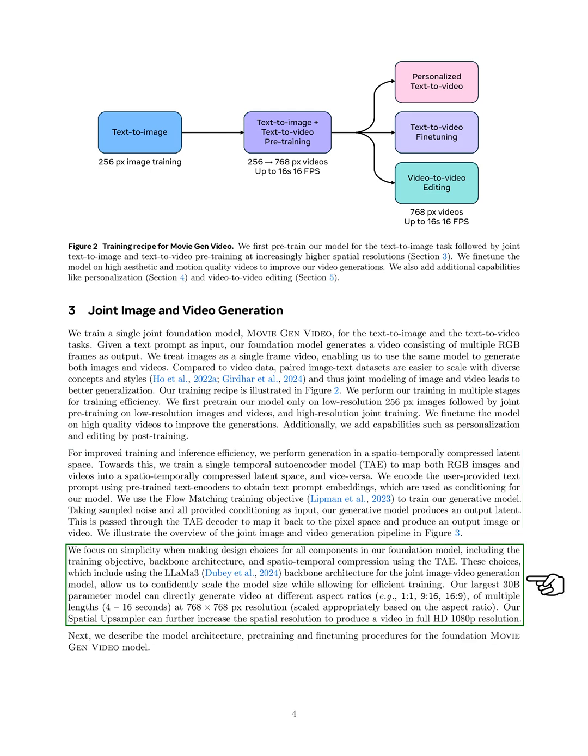We prioritize simplicity in our design choices, including the training objective and model architecture. For instance, we use the Llama 3 backbone architecture, which allows us to scale the model effectively while maintaining efficient training. Our largest model, with 30 billion parameters, can generate videos in various aspect ratios and lengths, with a resolution of 768 pixels, which can be further enhanced to full HD 1080p.